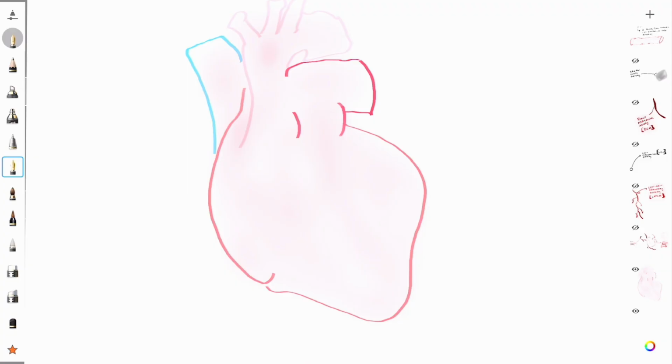So we're talking about myocardial infarction, and this is commonly known as a heart attack. And this occurs when there is this sudden blockage or narrowing of a coronary artery. And this leads to heart muscle damage and heart muscle death.